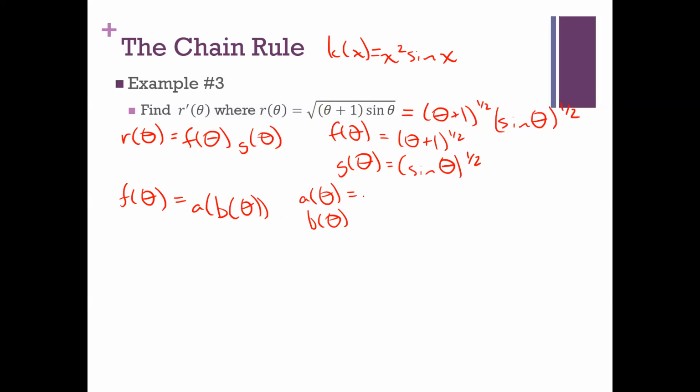b of theta is theta plus 1, a is theta to the 1/2. Okay. Can I find a prime of theta? Can I find b prime of theta? Garrett? b prime is 1. a prime is 1 over theta. Sorry, one more time. I didn't quite hear you. It's 1 over 2 times... Should be 1 over 2 theta to the 1/2. Oh, okay.